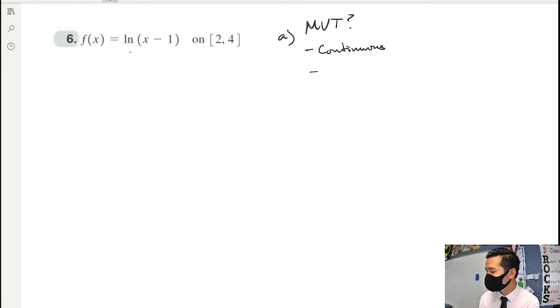Continuous, undifferentiable. I don't know, you said it that way, so I'm just going to go with it. So those are the two things we've got to check off, right? Is this function continuous on the interval from 2 to 4?